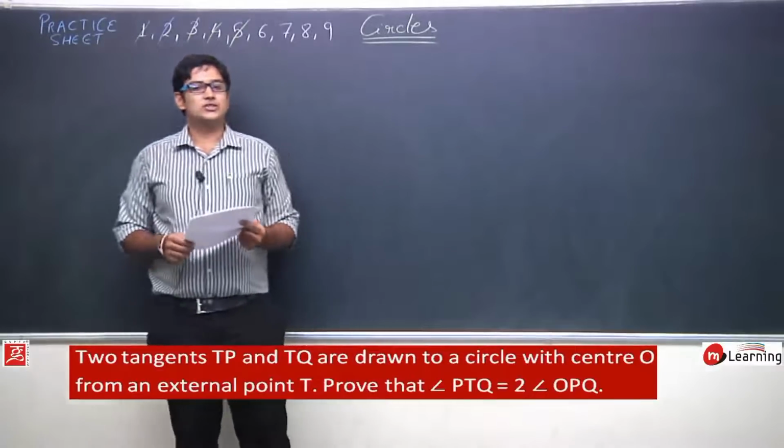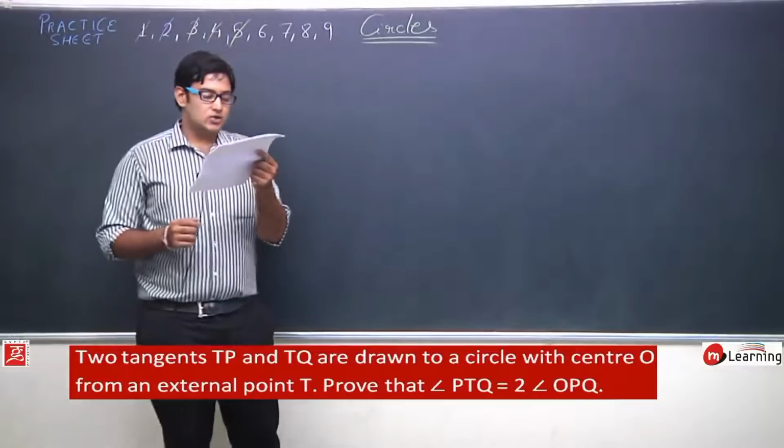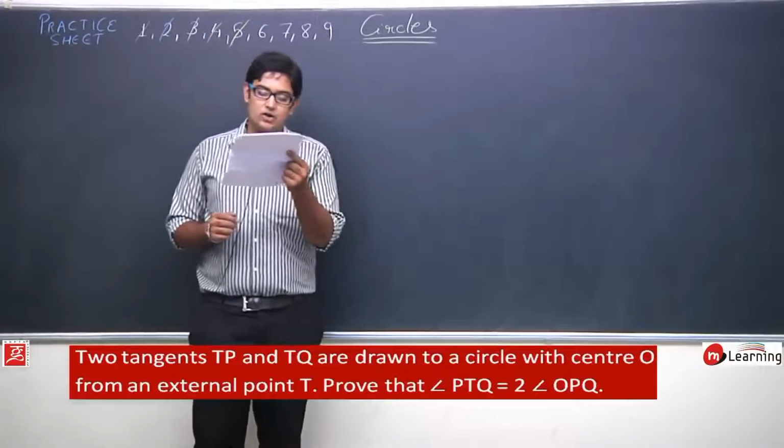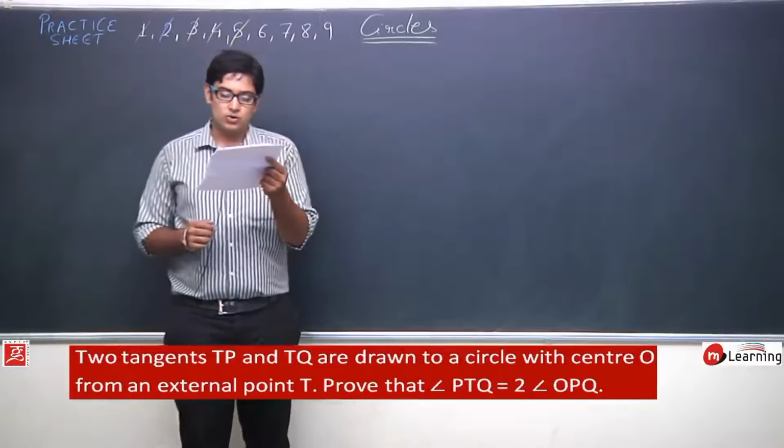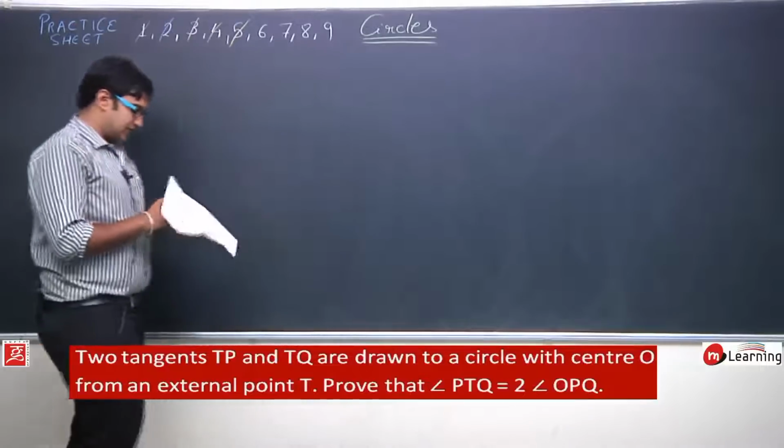Okay, let us now discuss question number 6 from the practice sheet. Question number 6 says, two tangents TP and TQ are drawn to a circle with center O from an external point T.